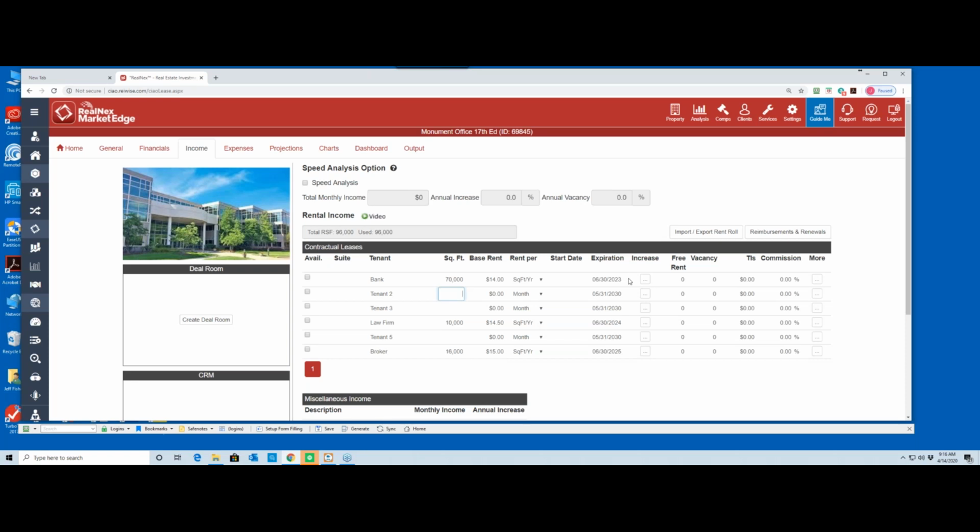The bank is expiring June 30th of 2023. The law firm doesn't expire till a year later, 6/30/2024, and then the broker is 6/30/2025. Then we'll see here in a minute that an important part of this type of analysis is, well, what happens when those leases expire? And so we're going to have some information about what market rents will be when each of these leases roll over.